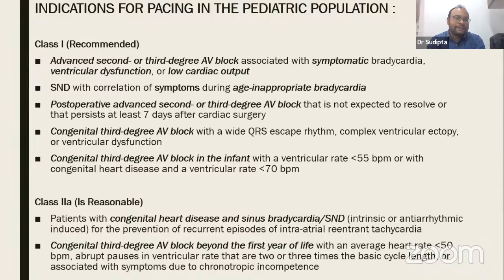Just the class one recommendations, I'll tell. In case of advanced second or third degree AV block associated with symptomatic bradycardia, ventricular dysfunction or low cardiac output; in case of sinus node dysfunction with correlation of symptoms during age-inappropriate bradycardia; post-operative advanced second or third degree AV block that is not expected to resolve or that persists at least 7 days after cardiac surgery; congenital third degree AV block with a wide QRS escape rhythm, complex ventricular ectopy or ventricular dysfunction; and congenital third degree AV block in the infant with a ventricular rate of less than 55 beats per minute without any congenital heart disease, or with congenital heart disease and a ventricular rate of less than 70 beats per minute. There are numerous indications, but I think these are the five which we should always remember. I hope I could throw some light on the subject.